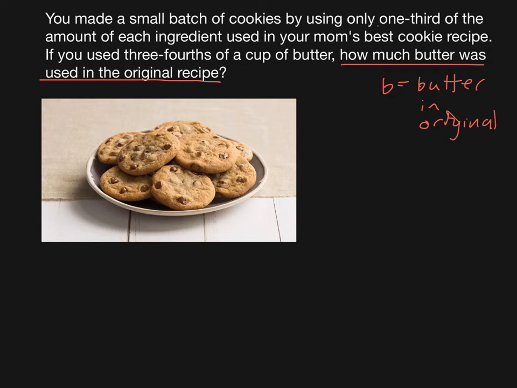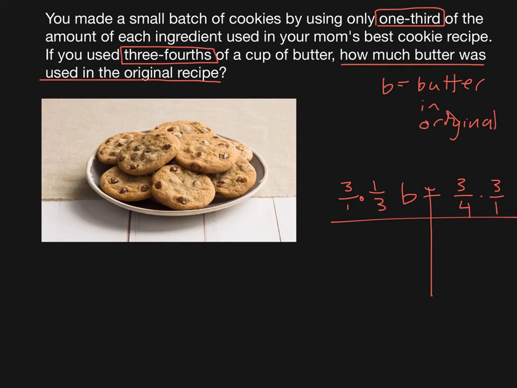Now, I know that we used 1/3 of the original recipe, and we used 3/4 of a cup of butter overall. So the final amount we used was 3/4 of a cup, and we used 1/3 of the butter in the original recipe. 1/3 of a number means multiplication. 1/3 times B. So 1/3 times the original amount equals 3/4. Now to solve this, since this is 1/3 times B, I'm going to multiply by the reciprocal, 3/1. 3/1 times 1/3 is 1. That leaves us with 1B equals 9/4. 3 times 3 is 9. 4 times 1 is 4. So 9/4 of a cup of butter.